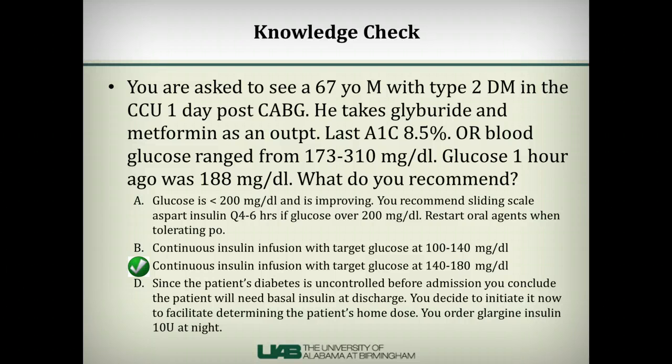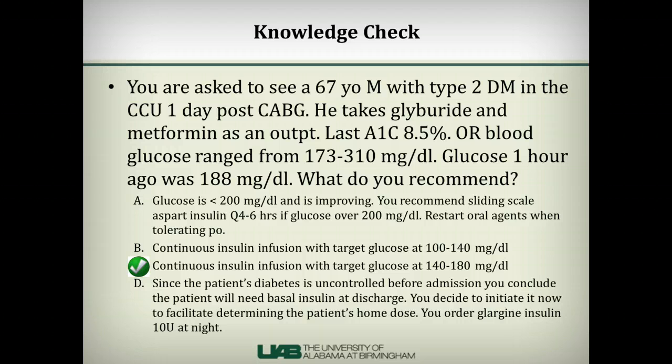So what's wrong with A? Well, A, the target glucose is just too high. Remember, the ADA and the Canadian Diabetes Association recommended blood glucoses less than 180. So responding to a blood glucose over 200 is too high, so that's wrong.